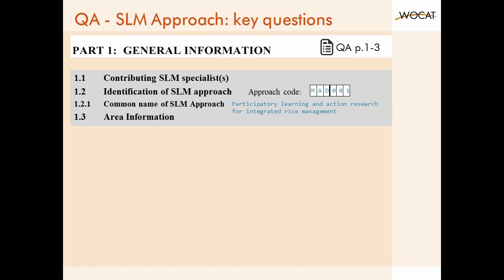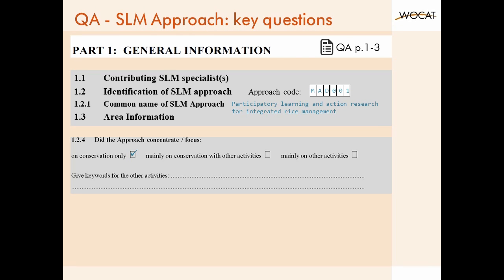Part 1 is similar to Part 1 of the technology questionnaire. It includes information on contributing specialists, the approach code, common name of the approach, and area information. Ideally, the technology code and the corresponding approach code have the same number.